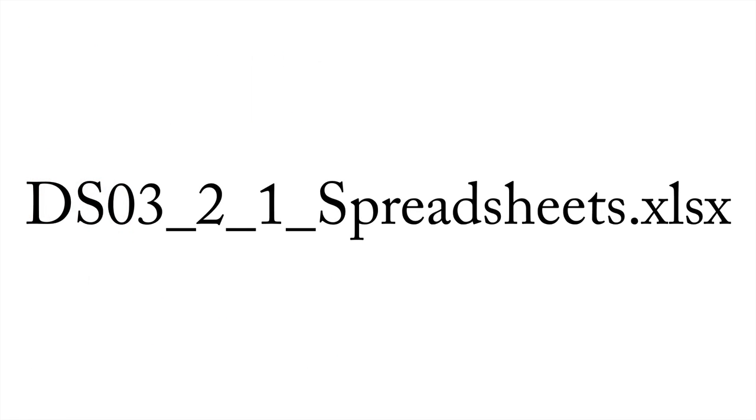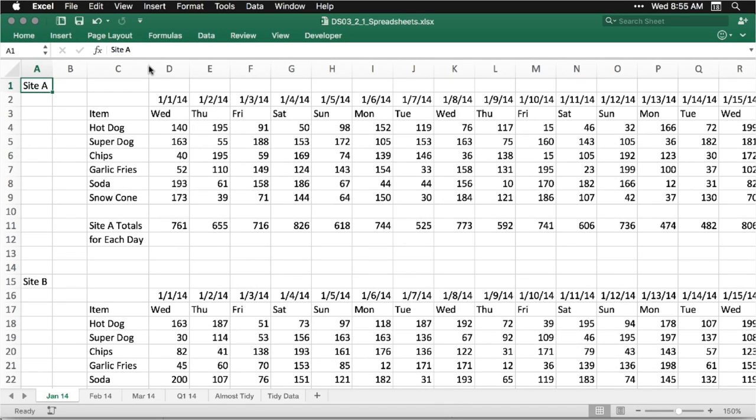If you've downloaded the files for this course, we simply want to open up this spreadsheet. Let me go to Excel and show you how it works. So when you open up the spreadsheet, what you get is totally fictional data that I made up, but it's showing sales over time of several products at two locations, like if you're selling stuff at a baseball field.